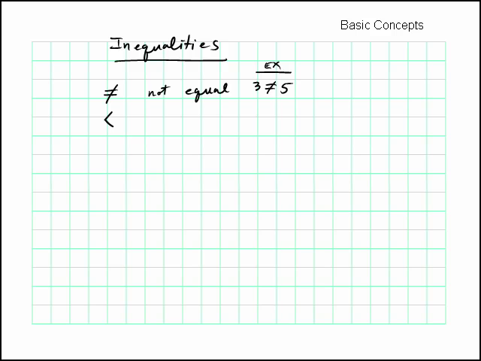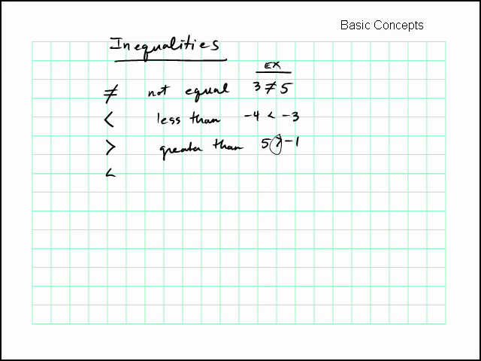Less than. For example, negative 4 is less than negative 3. The point always points to the smaller number, or the inequality symbol opens up to the larger number. Greater than. An example of greater than would be 5 is greater than negative 1. Notice that the greater than symbol right there opens up to the larger number.